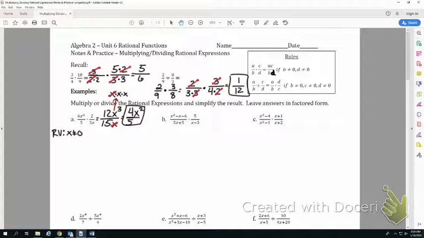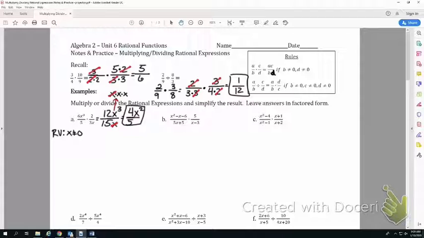Alright, so hopefully not too difficult, but that's how I would approach those. I think it's a little bit easier doing it that way. So looking at B, B and C are more along the lines of the kind of problems you're going to see in this unit.